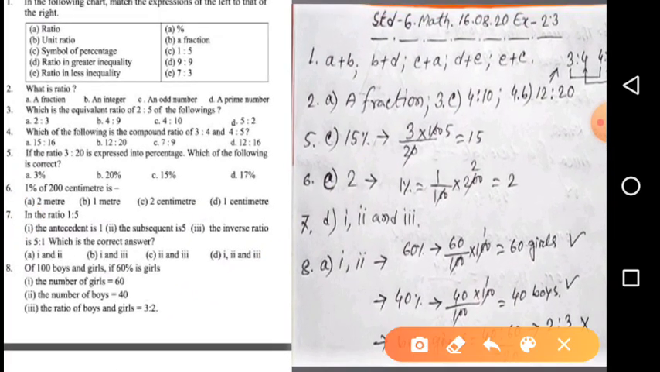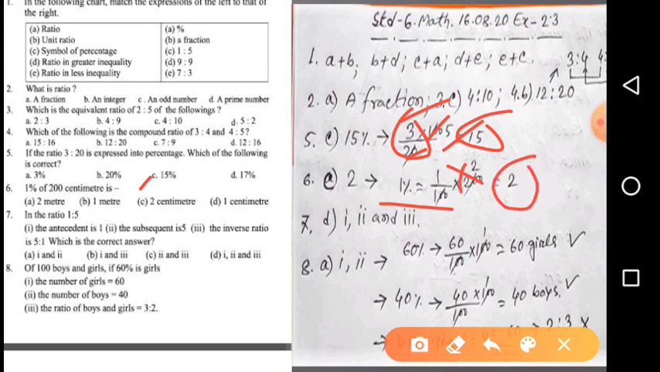You can see 3/20 with 100. After dividing 100 by 20, we get 5, and 5 multiplied by 3 gives 15. So the correct answer is C. That means 15%. Question number 6, 1% of 200 centimeter. Here you can see 1% equals 1 by 100 into 200. After calculating, we get 2, but there is 2 meter as an option, and also 2 centimeters. So the correct answer will be C, 2 centimeter.